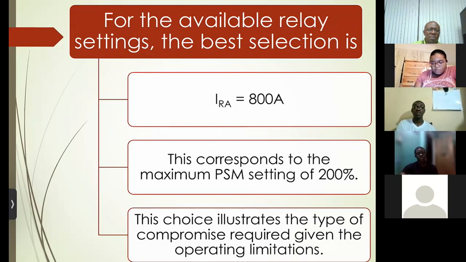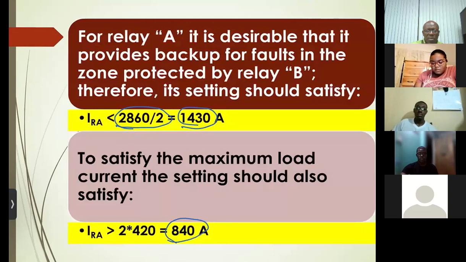Sorry, can you just run through that one more time? No problem. So what we are saying is that A, because this is the whole purpose of us doing the grading, is to coordinate the relays so that they support each other. But you also want to ensure that only the relay which is protecting a particular area operates during a fault.